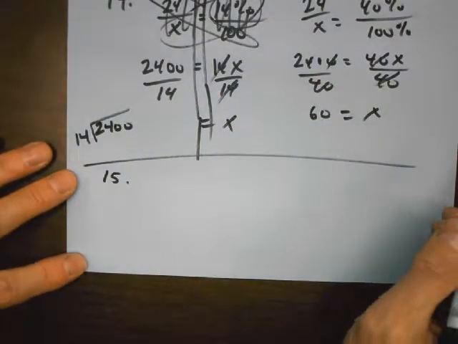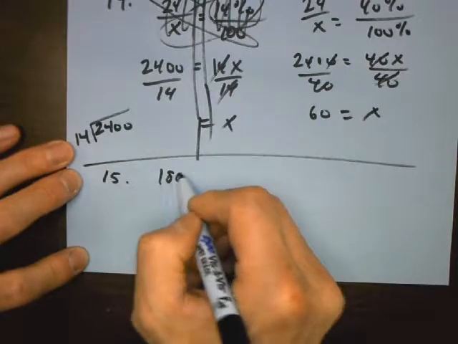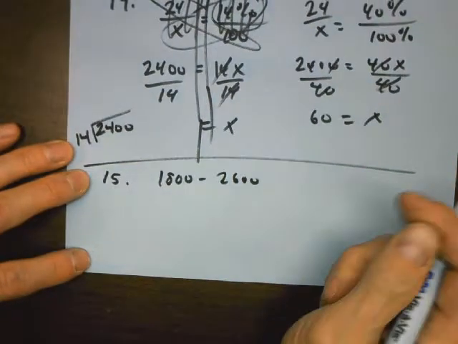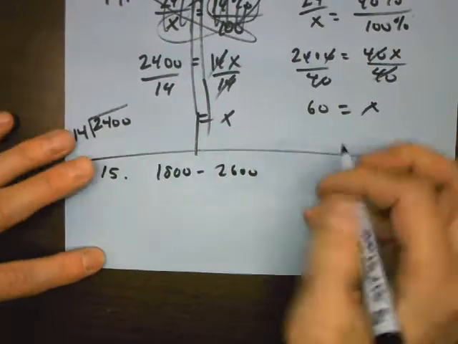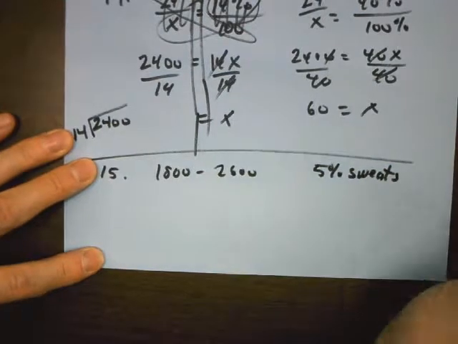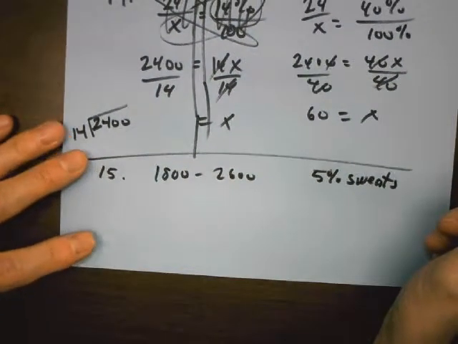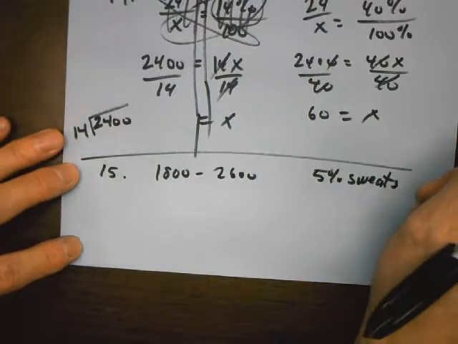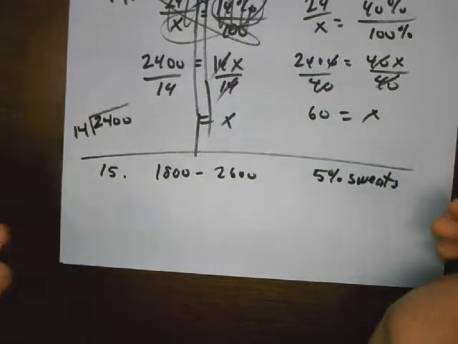Okay, number 15. 8th grade boys eat 1,800 to 2,600 calories per day. 5% of those calories are on sweets. 5% are on sweets. Oh, very bad for you. Very bad. And the question is, how many would 3 teenage boys eat per day? Let me check. We're on number 15. Yep, for 3 boys.